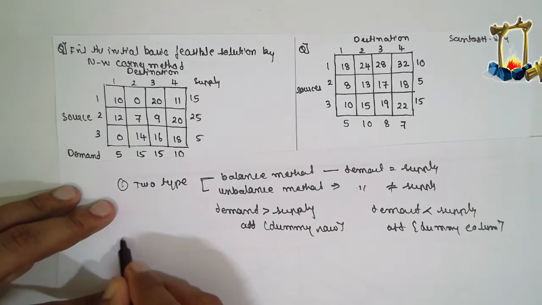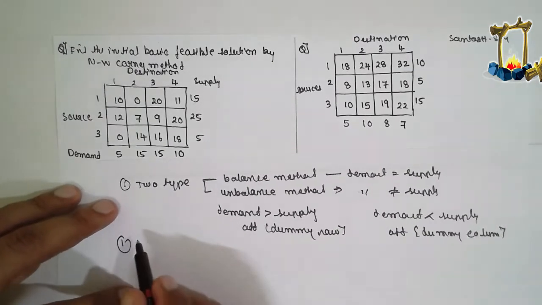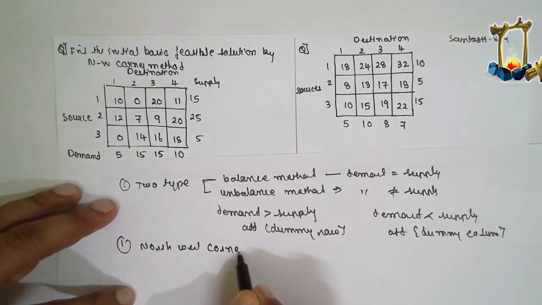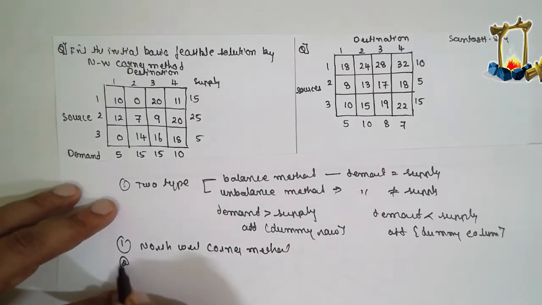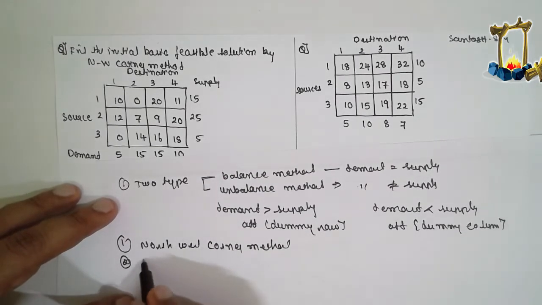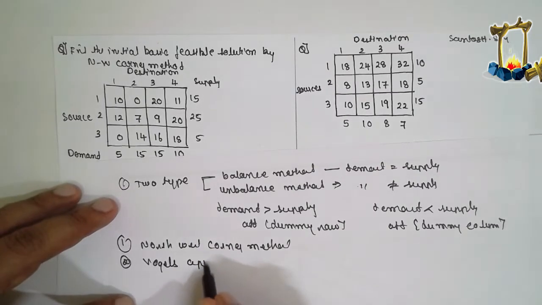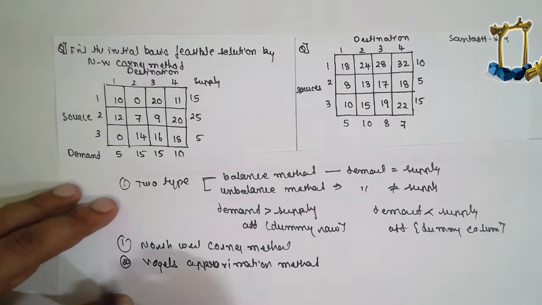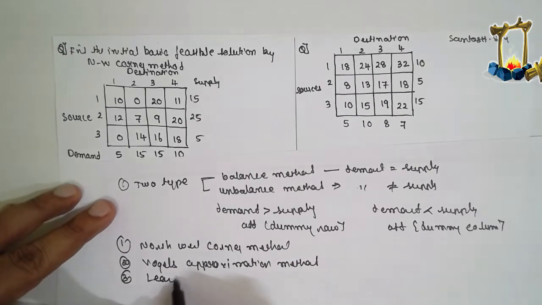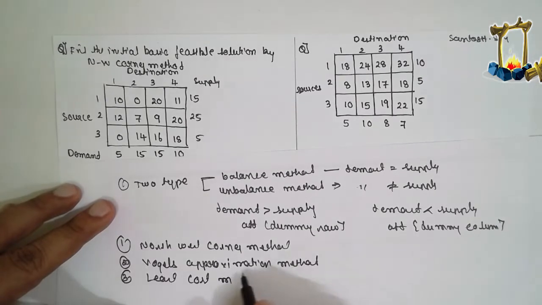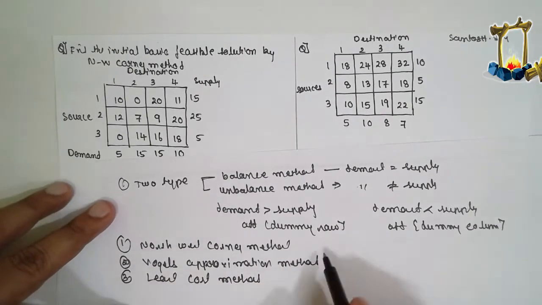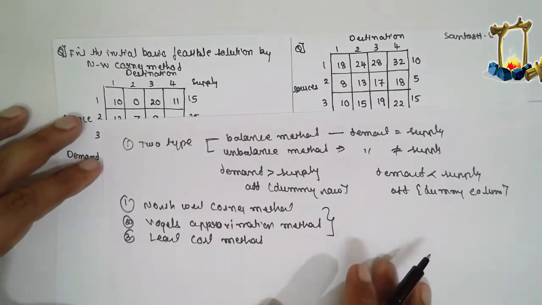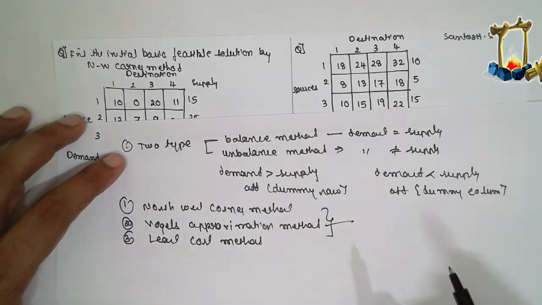Further, different methods we are going to study here. The first one is the northwest corner method. One more is the Vogel approximation method. Third, the least cost method. By using these three methods, we are going to minimize the transportation cost. Among these three methods, the Vogel approximation method is widely used.